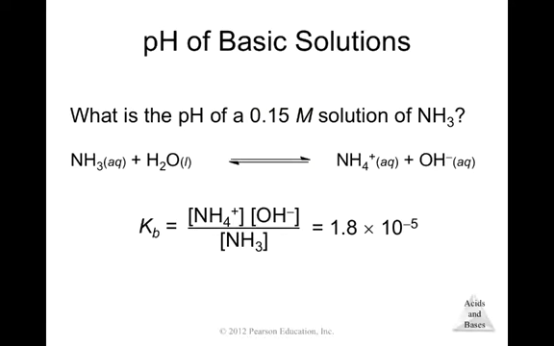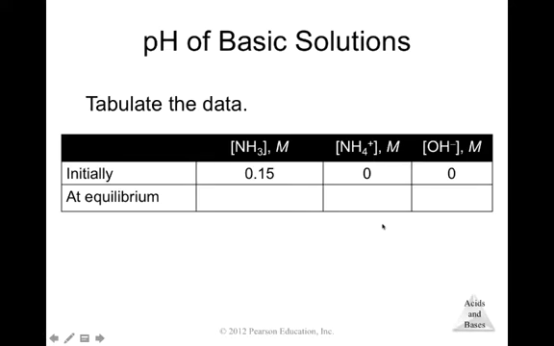So the pH of basic solutions. What is the pH of a 0.15 molar solution of NH3? So that's ammonia. That's a common weak base. That's something you should be familiar with. So NH3 plus H2O yields NH4 plus and OH minus. So our base dissociation constant, Kb, concentration of NH4 plus times OH minus over our initial base, is 1.8 times 10 to the minus 5.